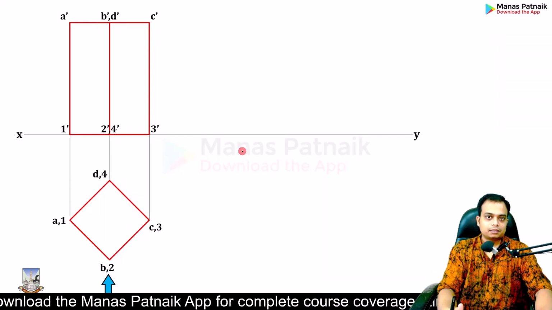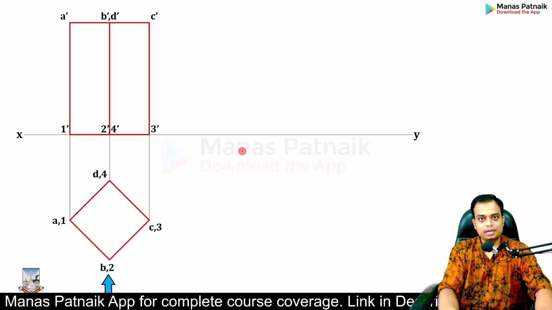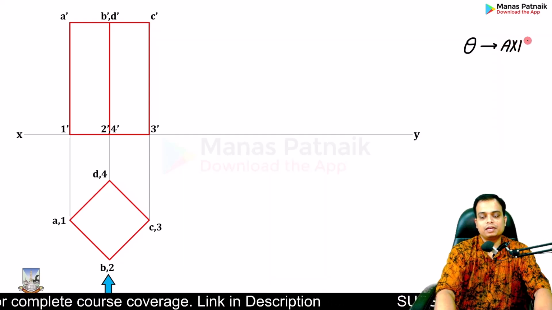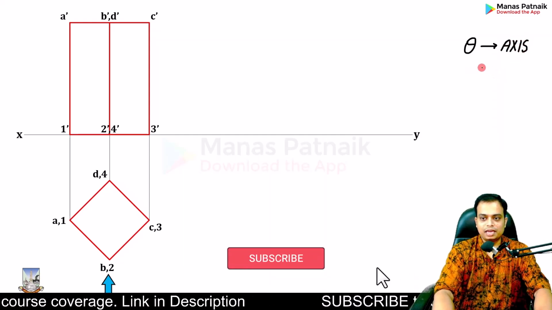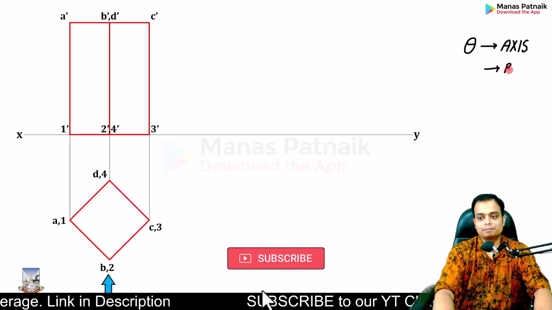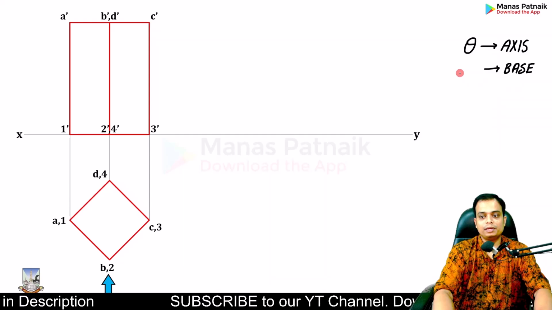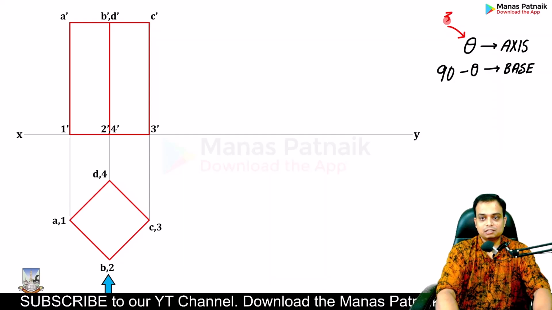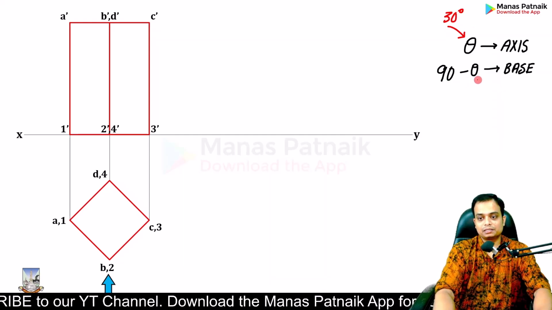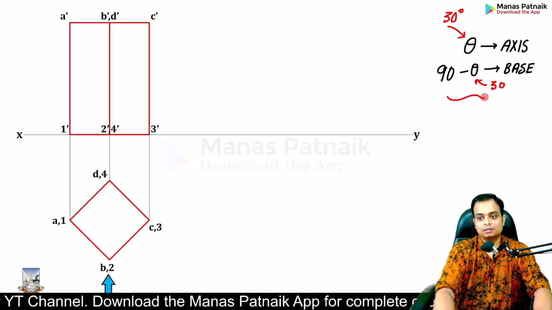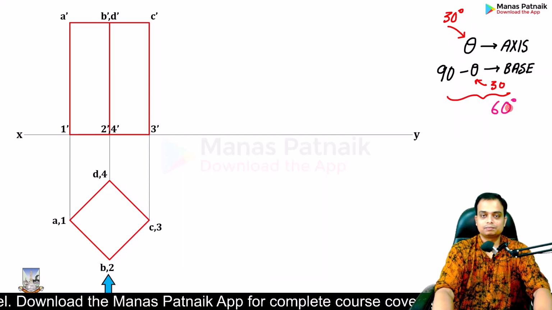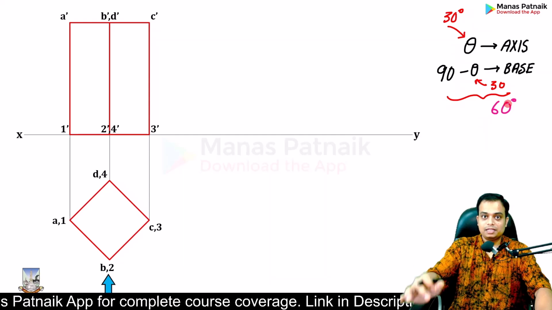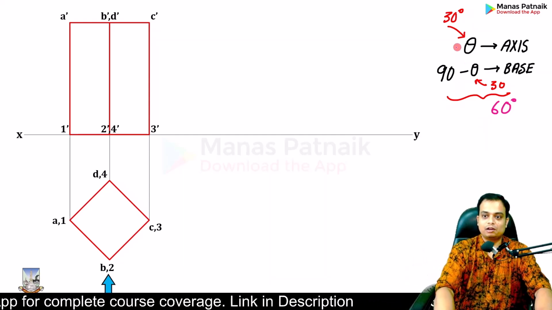Done. In the second step, we are going to incline the axis. The axis inclination is given by theta. Theta is the inclination of the axis with the horizontal plane. If the axis makes an angle theta, please remember, in such a case, the base is going to make an angle of 90 minus theta. Here the axis is making an angle of 30 degrees. Therefore, if you plug in this value, the base will be making an angle of 60 degrees. So we'll make sure that the base is making an angle of 60 degrees. Then automatically, the axis will set itself at an angle of 30 degrees.